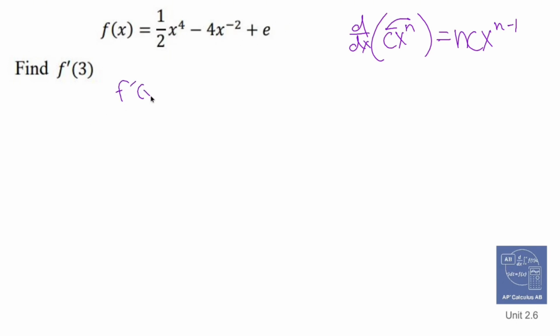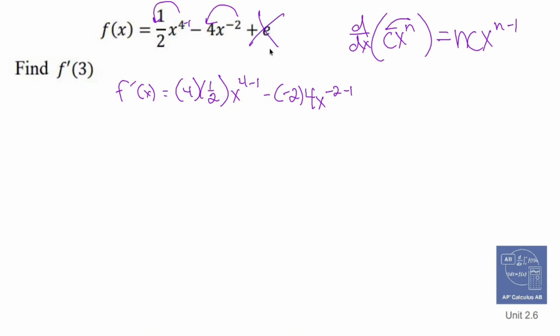So f prime of x has me dropping down the 4 and subtracting 1. So multiply 4 to a half, and then I get x to the 4 minus 1. Minus, drop down the negative 2, so I have negative 2 times 4, x to the negative 2 minus 1. And if I take the derivative of e, it is just a number. The derivative of a constant is 0, so I don't need anything there. So I have a little bit of cleaning up to do.